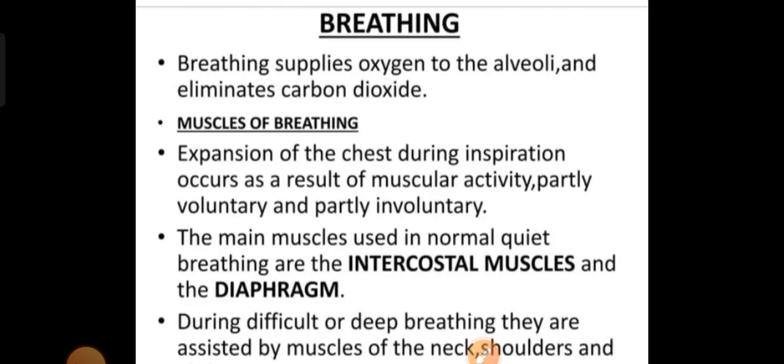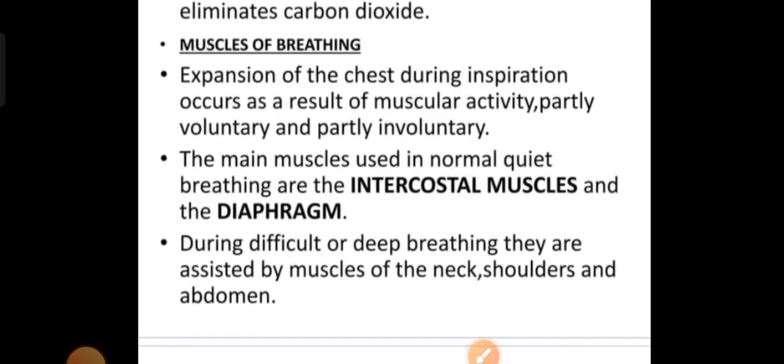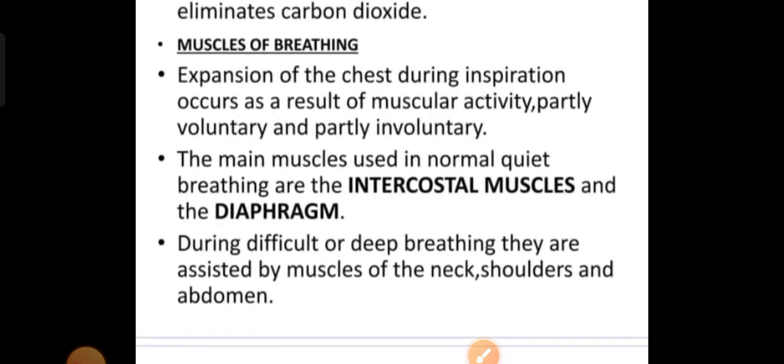Next, coming to breathing. How breathing takes place in the respiratory system. Breathing supplies oxygen to the alveoli and eliminates carbon dioxide. Muscles of breathing: expansion of the chest during inspiration occurs as a result of muscular activity, partially voluntary and partially involuntary. The main muscles used in normal quiet breathing are the intercostal muscles and the diaphragm.